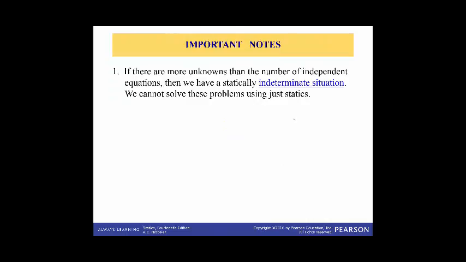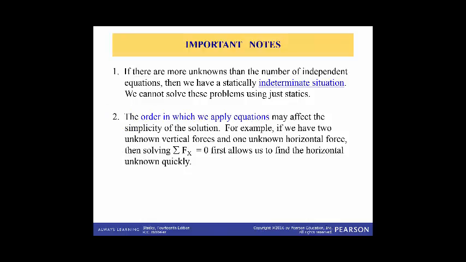If there are more unknowns than the number of independent equations, then we have a statically indeterminate situation. We cannot solve this problem using statics. So we have three equations, so we can have a maximum of three unknowns for statically determinate structures. But if it's more unknowns than equations, then you have a different situation that cannot be just solved with statics. The order in which you apply the equations may affect the simplicity of the solution.